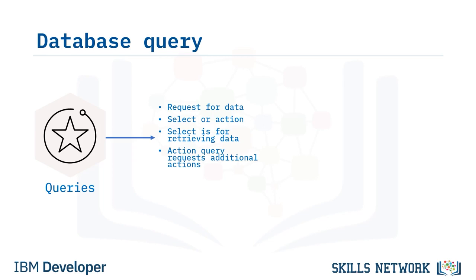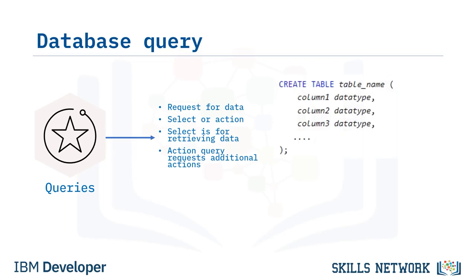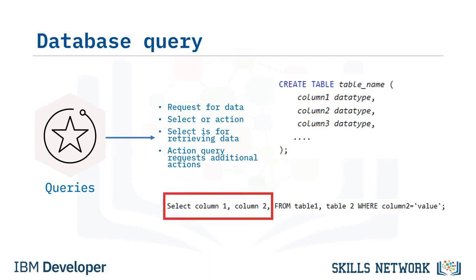A frequently used query is the create table statement that creates a new table in the database. The column parameters specify the names of the columns of the table. The data type parameter specifies the type of data the column can hold. For example, varchar, integer, date, and so on. Another common query is the select statement that retrieves records from a database table according to clauses. For example, from and where that specify criteria. The select clause specifies one or more columns to be retrieved.